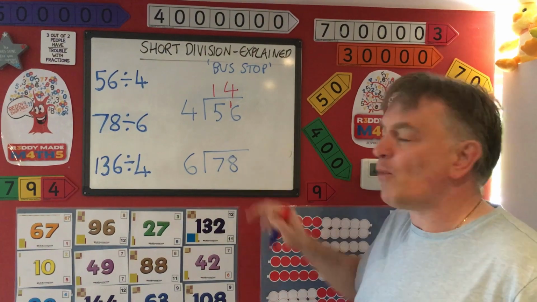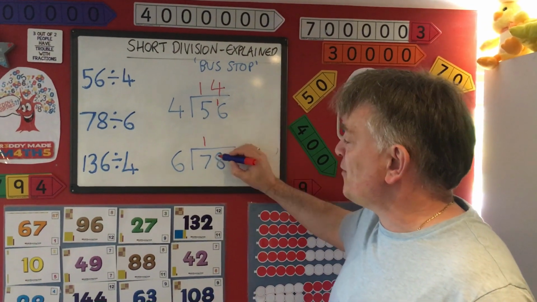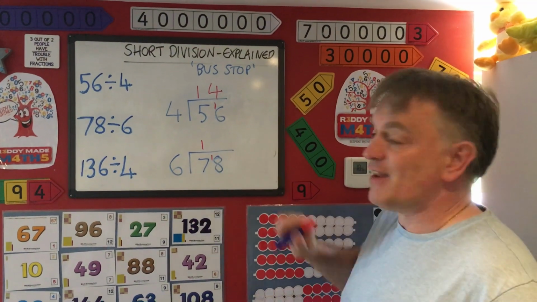Let's look at the second one. What are we saying now? How many 6s in 7? Again, there's 1 6 in 7 and remainder 1. How many 6s in 18?